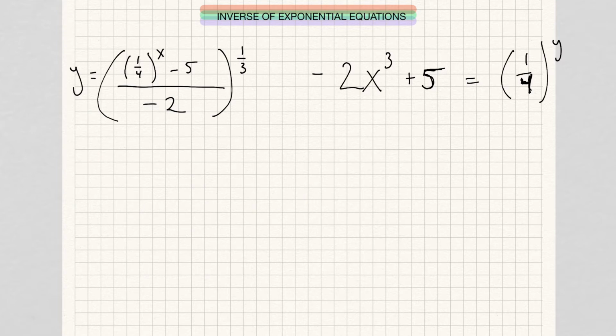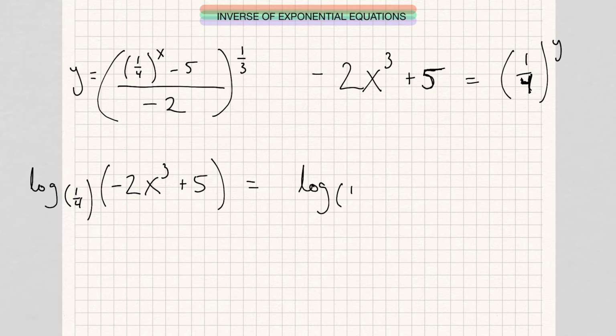So how that's going to work over here is we're going to take the log base 1/4 of both sides. So we have log base 1/4 of negative 2x cubed plus 5. And we're going to say that that equals log base 1/4 of 1/4 to the y.